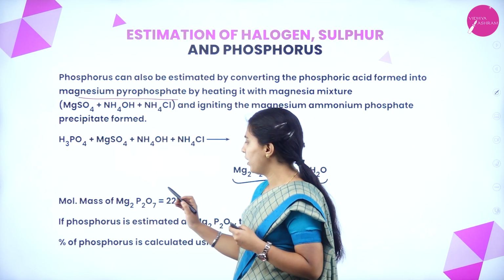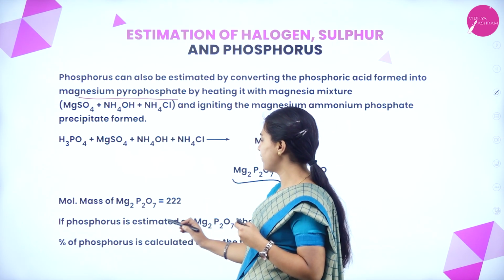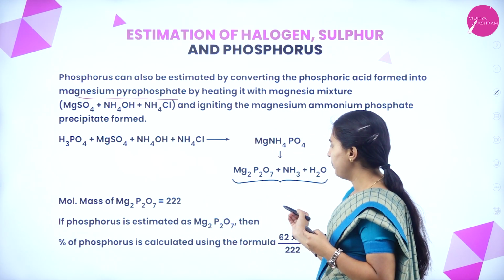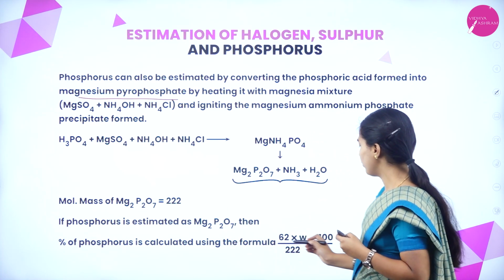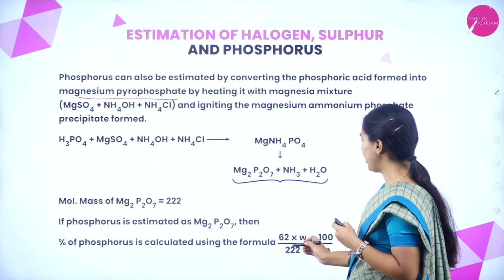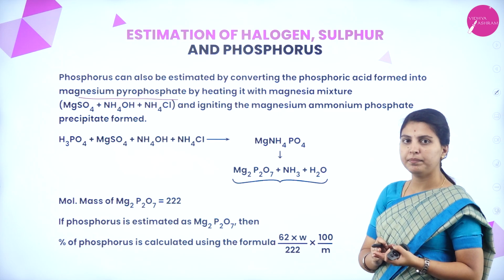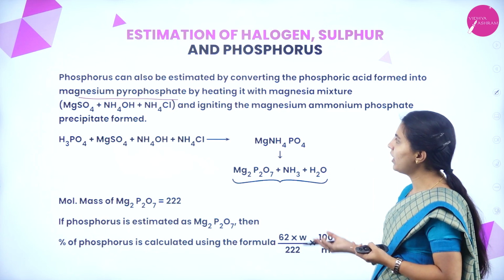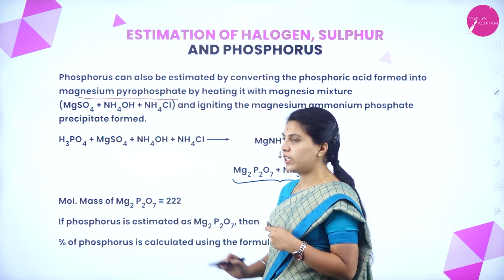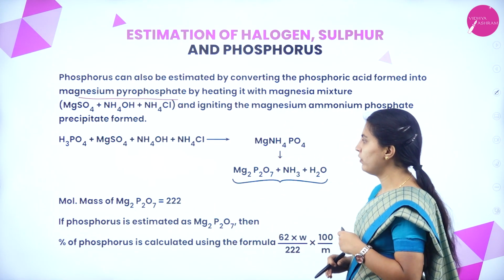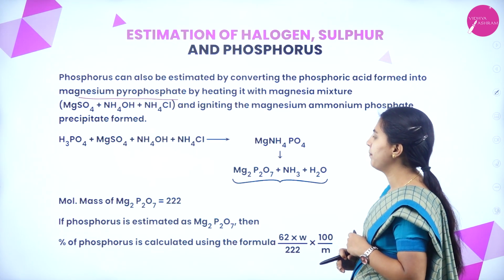The molecular mass of magnesium pyrophosphate is 222. If the phosphorus is estimated as magnesium pyrophosphate, then the percentage of phosphorus is calculated using the formula 62 into W by 222 into 100 by M. There are two methods. One is using ammonium molybdate, another is using magnesium pyrophosphate. That time you should change the molecular mass and the atomic mass of the individual compound. Okay, this is about the phosphorus.